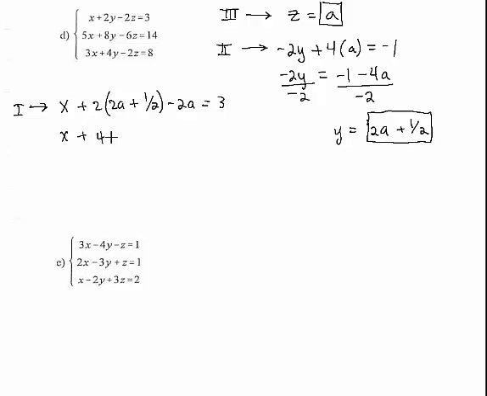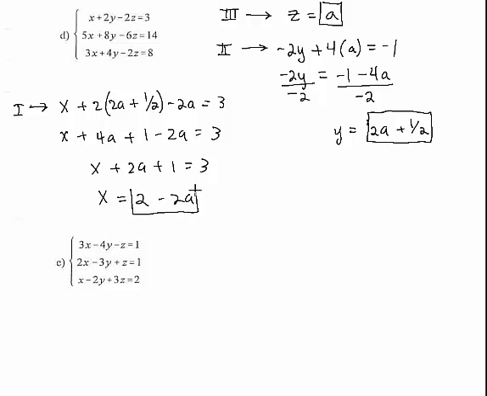2 times 2 is 4. 2 times a half is 1. Combine the like terms. Okay, and now we just move the 2a and the 1 to the right. Subtract 1 from both sides. 3 becomes a 2. And then we have a minus 2a.